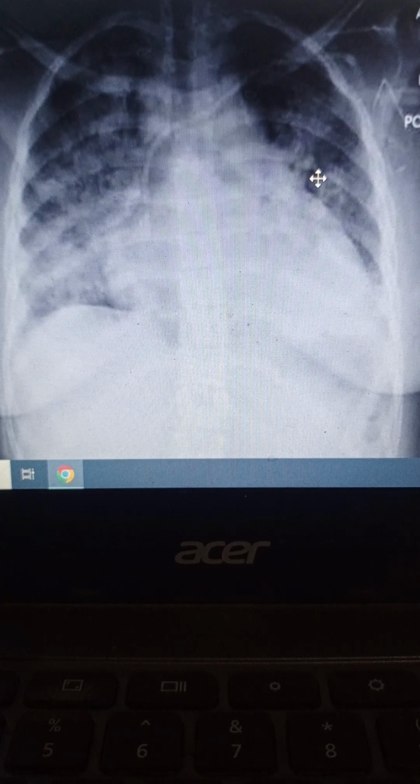So what is acute chest syndrome? Whenever there is sickling in the red blood cells, these sickle cells cause microocclusion in the microcirculation of the pulmonary vessels. They cause blockage that results in hypoxia, chest pain, and the patient having progressive dyspnea. So these are the symptoms.